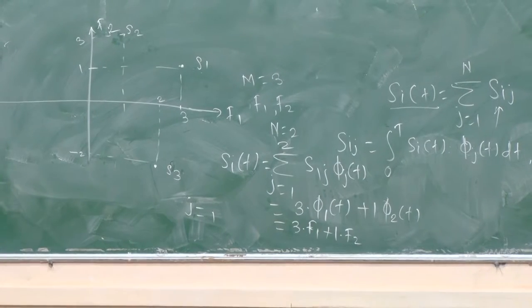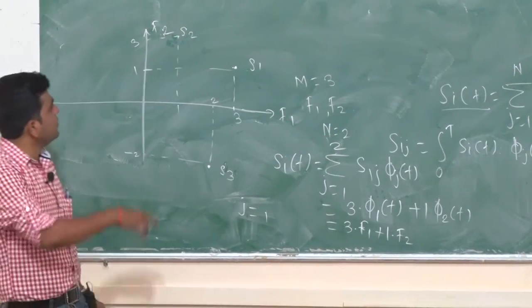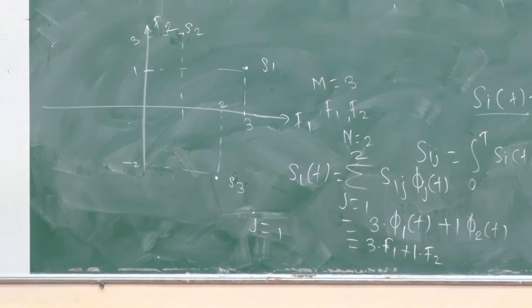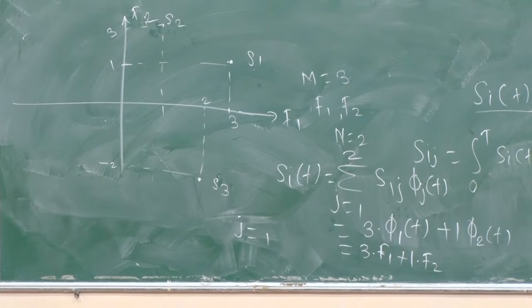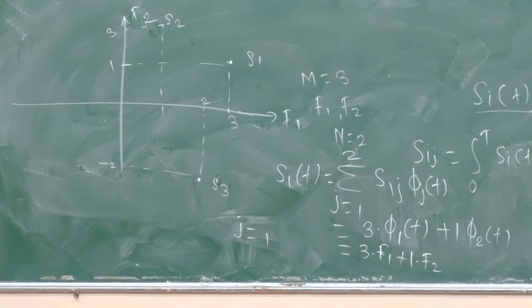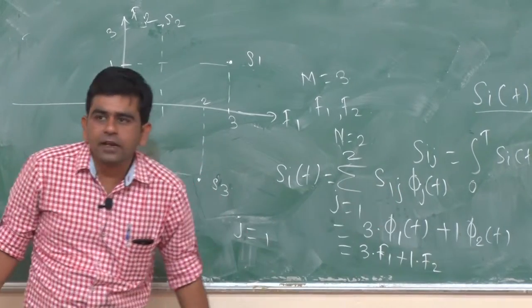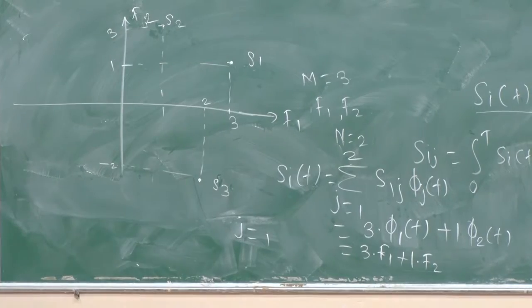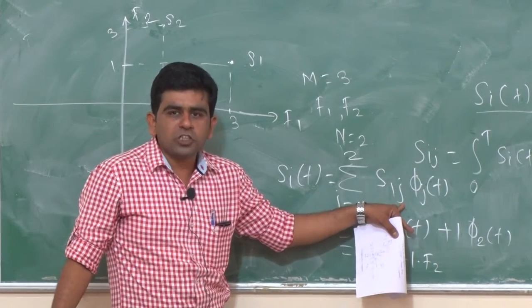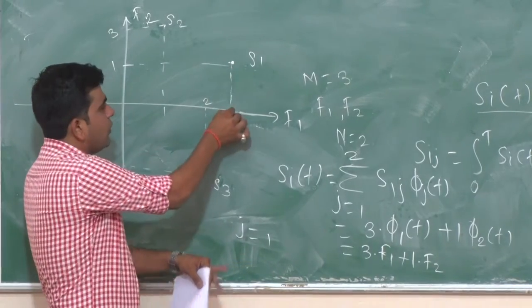Here the main idea is we can represent every signal by using its basis function. For this example we consider three signals, S1, S2, S3. They are represented in geometrical space by using two basis functions, F1 and F2. So capital M is equal to 3 and capital N is equal to 2. S1 of t is equal to the summation j equal to 1 to 2 of S1j into phi j of t. Here S1j is a coefficient and phi j of t is a basis function. For j is equal to 1, S1 1 is the projection of the first signal S1 on the first basis function. This projection gives the value 3.